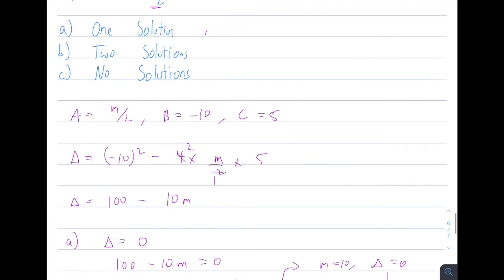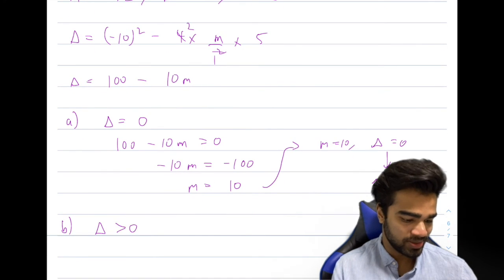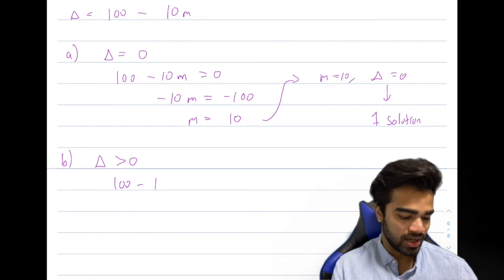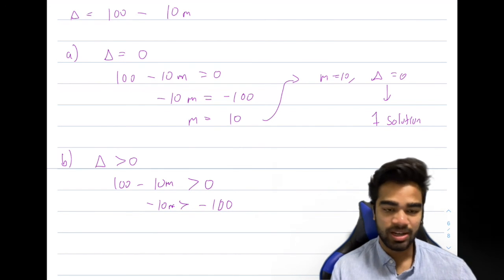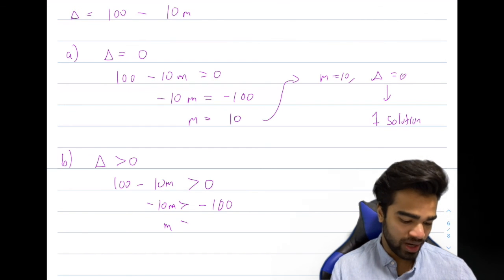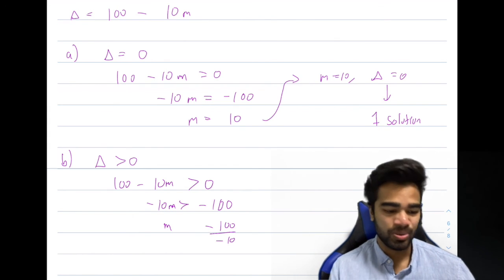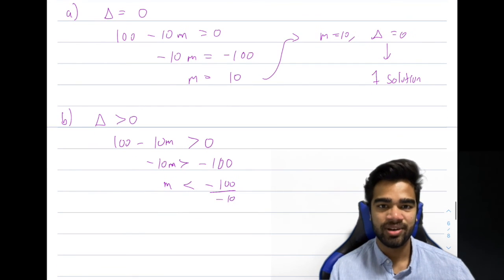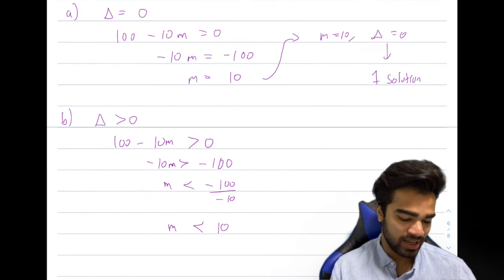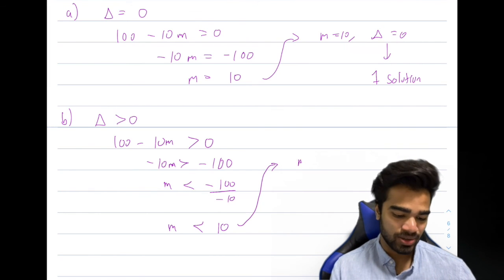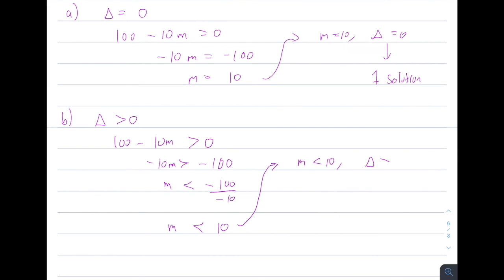Okay, next, part B. Part B is saying two solutions. So two solutions, discriminant is bigger than 0. That's our rule. So 100 minus 10m, which is our discriminant, has to be greater than 0. -10m bigger than -100. So what do you notice here? You might have made a mistake if you didn't do this step. It's when you divide by a negative number, so -100 divided by -10, when you're doing linear inequality, so when there's an inequality sign, what do you have to do? Well, you have to flip the sign around, right? Because we divided by a negative number. So in fact, this case, m is going to be less than 10. That's the answer. So same logic. If m is less than 10, discriminant will be bigger than 0. So you'll have two solutions.